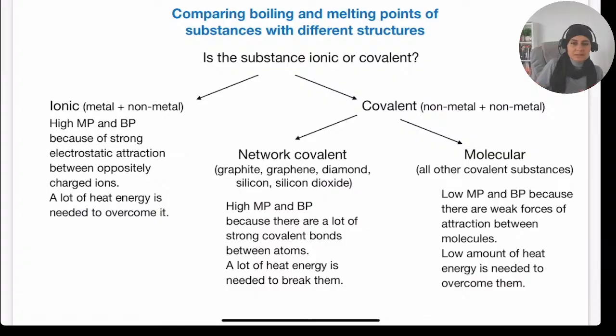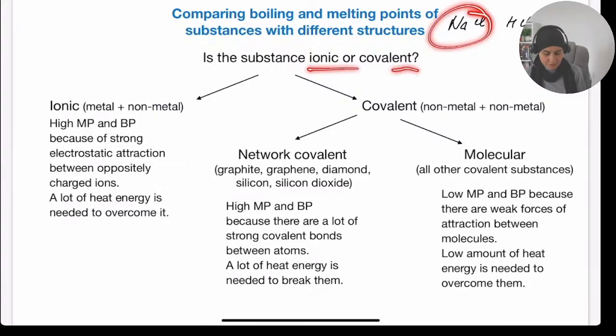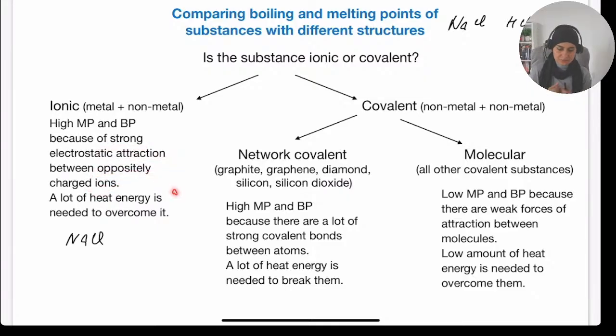Now, if you compare substances with completely different structures, for example, ionic and covalent substances, how do we do it? Well, let's compare, for example, NaCl melting point and HCl boiling point. Let's use the flow chart. I start with NaCl. Is it ionic or covalent? It's ionic. Why? Because it has metal bonded to non-metal. So NaCl ends up here. I have to say that it has high melting and boiling point because of the strong electrostatic attraction between oppositely charged ions, which needs a lot of heat energy to overcome.